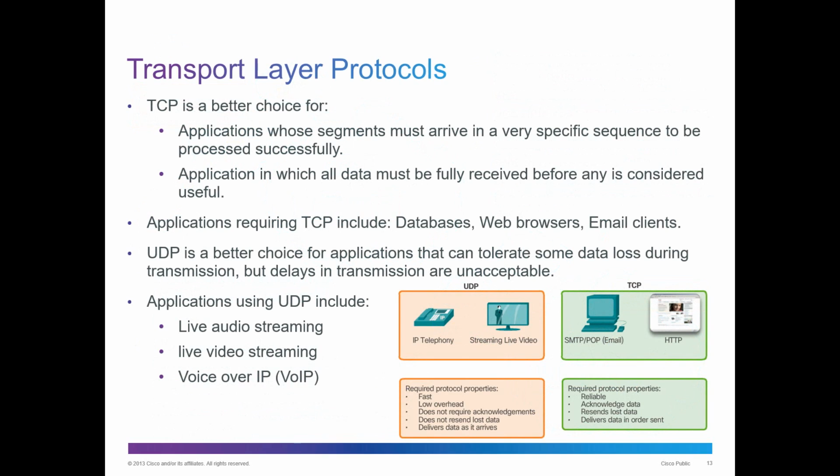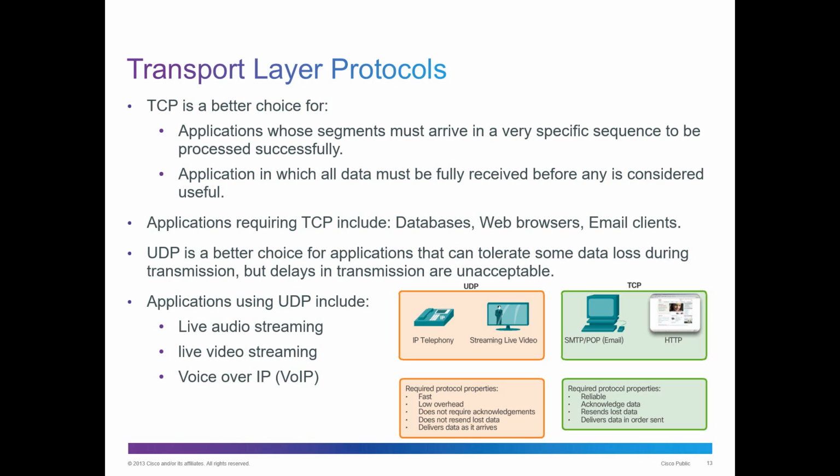So we can see that TCP is a better choice for applications whose segments must arrive in a specific sequence to be processed successfully, in which all data must be fully received before it is considered useful. And some examples: databases, web browsers, email clients. You want to make sure those things are fully intact, that you're not getting an altered version of what you're seeing, what you're reading, altered version of files. UDP is a better choice for applications that can tolerate some data loss, like video streaming, gaming, Skype, video chatting, things of that nature. But delays in transmission are unacceptable.